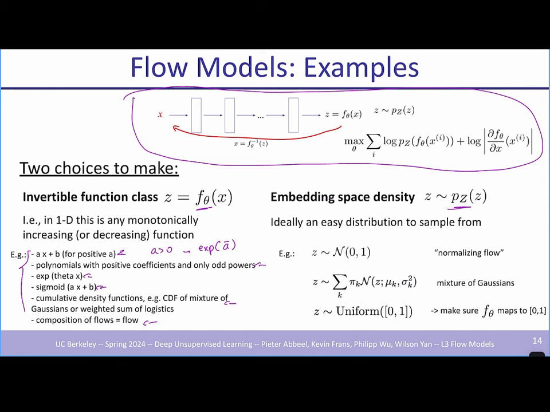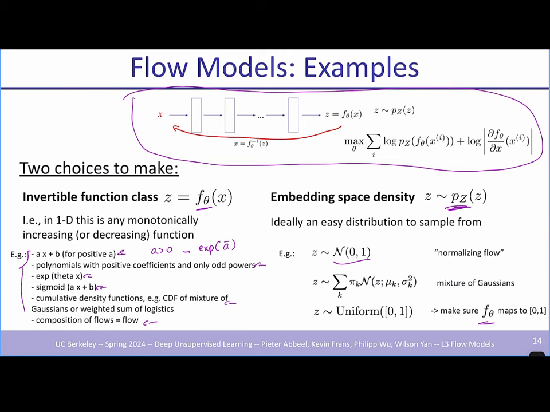So maybe it's okay. If your Z, your PZ here, is normal 0, 1, it's called a normalizing flow. A lot of people talk about normalizing flows. That's what it means. It could be a mixture of Gaussians. That's a reasonable choice. You could learn the parameters of that mixture of Gaussians, or you could set them ahead of time. It could be a uniform, but then you better make sure F theta maps to 0, 1. Because if you have a uniform and it maps outside of 0, 1, then you'll have a zero probability. You'll take the log of a zero probability. You'll have a negative infinity. Your optimization will blow up. Yes?